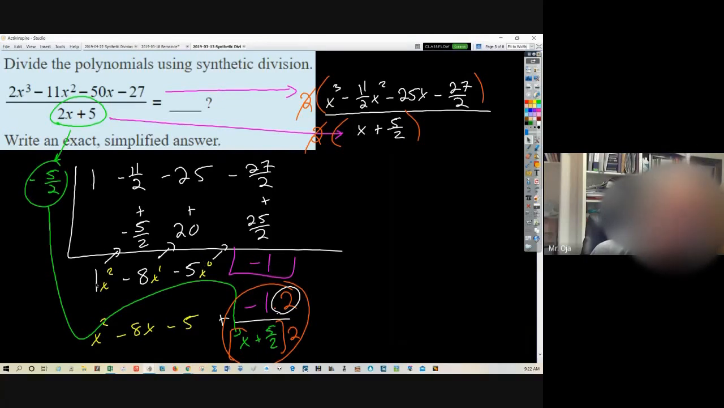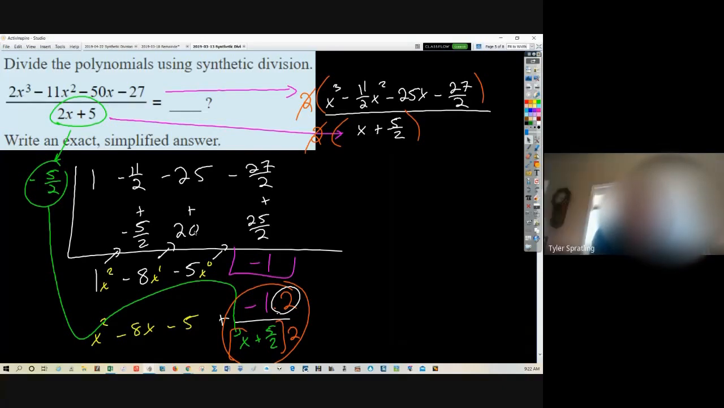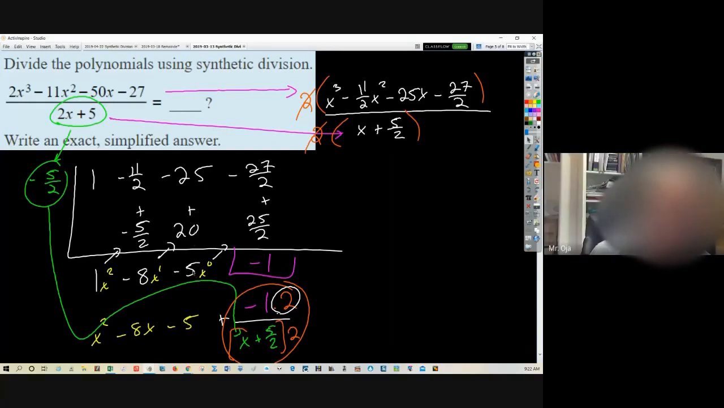Then we just go through the regular process. We drop the 1 down. 1 times negative 5 halves is negative 5 halves. Negative 11 halves plus negative 5 halves is negative 16 halves, which is negative 8. Negative 8 times negative 5 halves is positive 40 halves, which is just positive 20. Negative 25 plus 20 is negative 5. And negative 5 times negative 5 halves is positive 25 halves. So negative 27 halves plus 25 halves is negative 1.